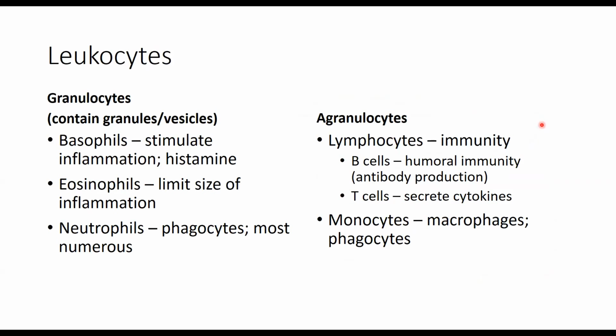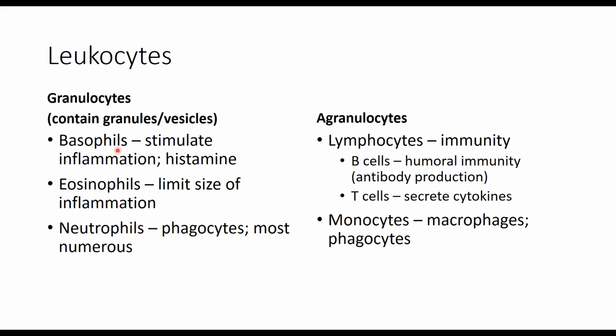The other type of blood cells in our blood are called leukocytes. Leukocytes, or white blood cells, play a really important role in our immune system. Very generally speaking, these blood cells can be categorized in two basic categories: granulocytes, meaning they contain granules or vesicles, and agranulocytes, meaning they do not contain granules or vesicles. Within the granulocytes category, there are three different types of white blood cells, or leukocytes: basophils, eosinophils, and neutrophils.